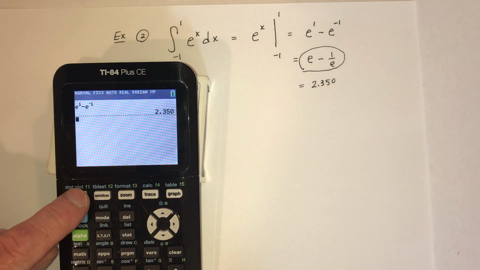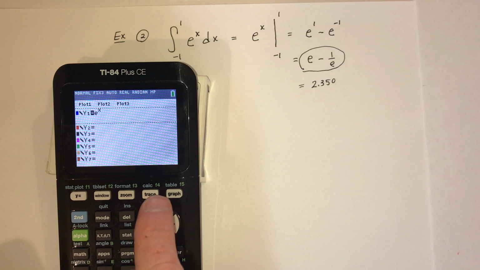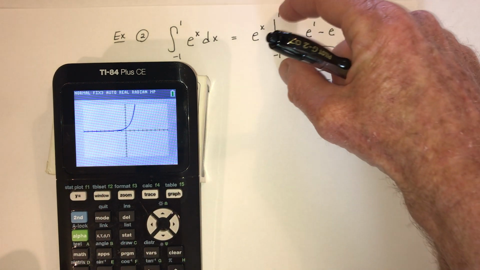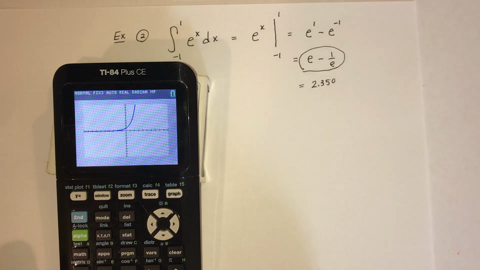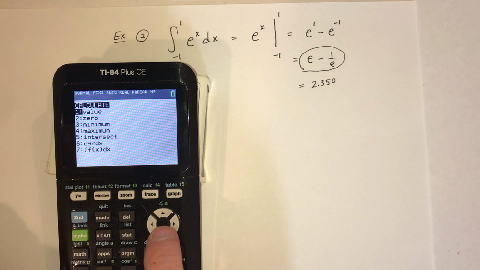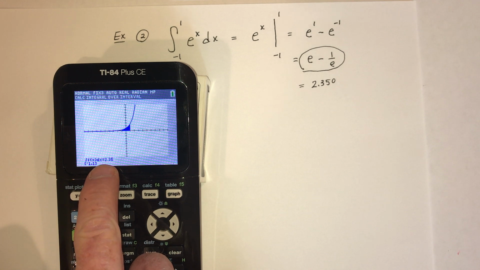Now let's check and make sure that I actually got it right. So graph e to the x. And you can just go to zoom standard. As long as the x-axis includes the negative 1 and positive 1, that's going to be good enough. Then you can go second calculate, go down to number 7, and then go from negative 1 to positive 1, and it shades the area, and it says that is 2.350.